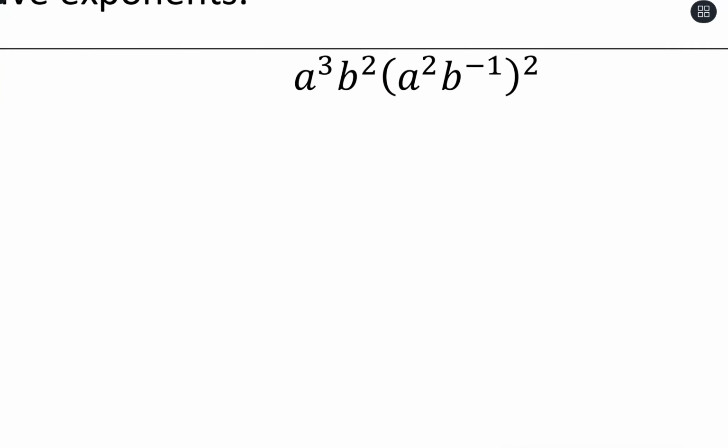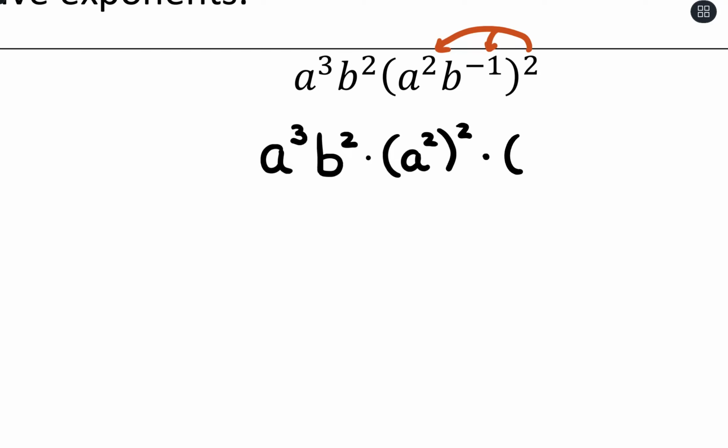Okay, with this one, let's go ahead and take care of that exponent of 2 and have it go to each piece inside of the parentheses. The first thing I thought about was if there was anything in the parentheses that needed to be simplified, but there wasn't. So I have this a cubed b squared outside, and then we're going to have this a squared raised to a power of 2 times b to the negative 1 to the power of 2.